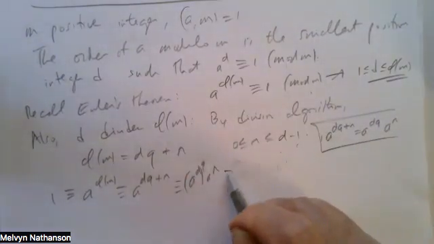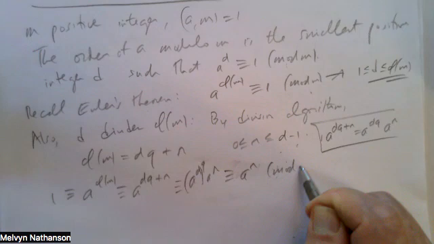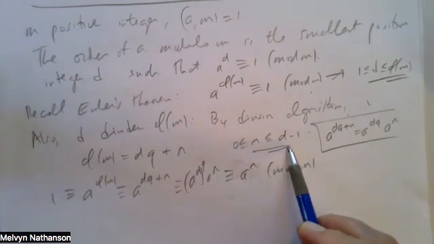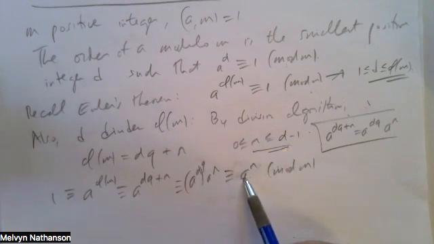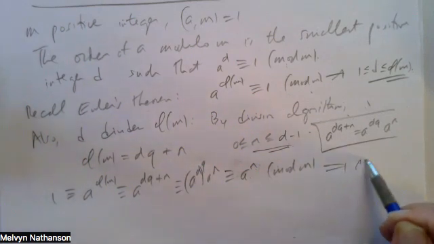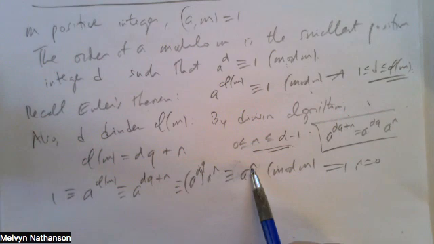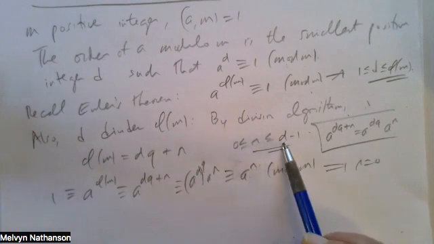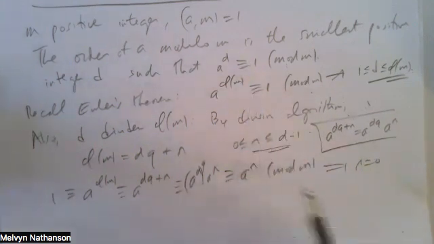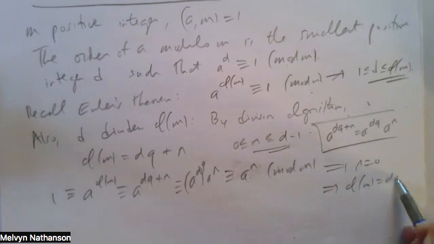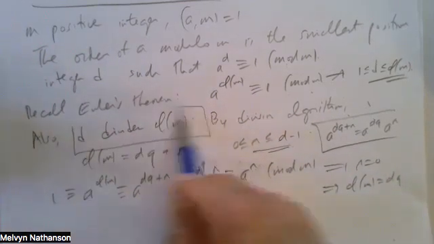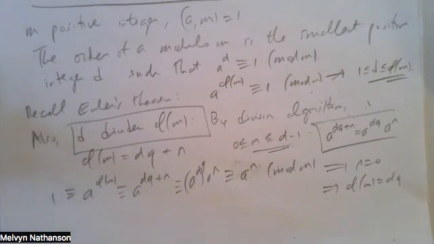So this is 1 to the q, or 1. This is congruent to a to the r mod m. But r is strictly less than d. And d is the smallest exponent such that a to that exponent is 1 mod m. So it must be that r is equal to 0. If r were positive, that would contradict d being the least positive integer with this property. And if r is 0, phi of m is d times q. That's a proof that d divides phi of m.